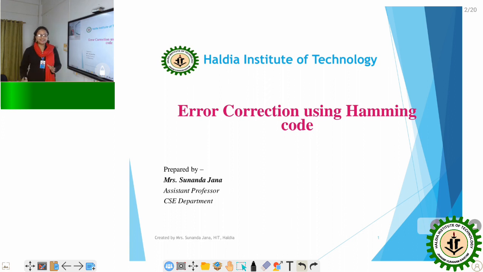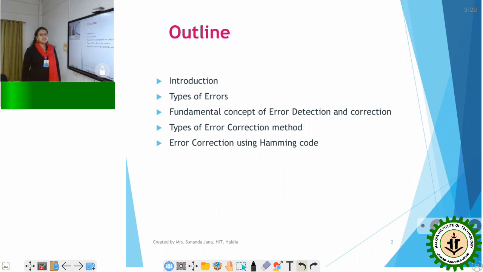Today I will discuss a very interesting topic of computer network, error correction using Hamming code. After the end of this lecture, you will understand the basic concept of computer network and data communication, and in data communication, what are the factors that affect it, that is error, what is error related to data communication, and how that error can be detected and corrected.